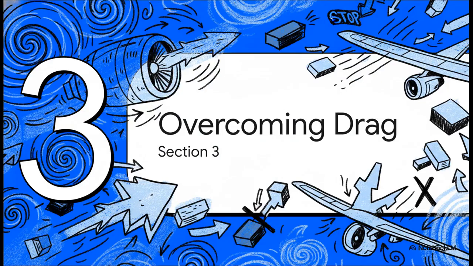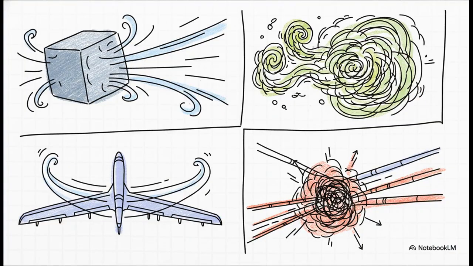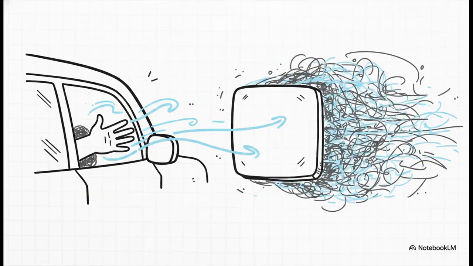Which brings us to Section 3, understanding and overcoming drag. So, the crucial point here is that if thrust is the hero pushing us forward, drag is without a doubt the primary antagonist. And drag isn't just one simple thing. An aircraft actually experiences four highly specific categories of drag: parasite, form, induced, and interference. Let's break those down. First up, we've got parasite and form drag.